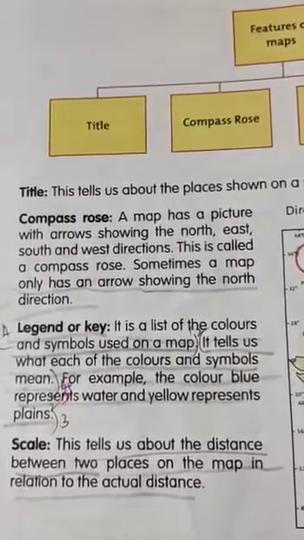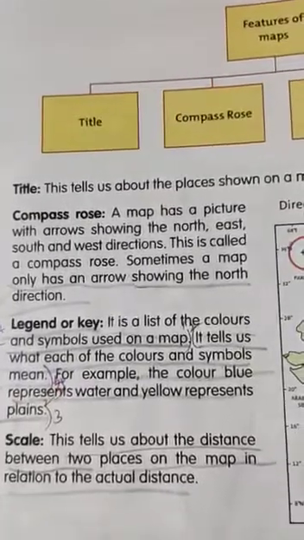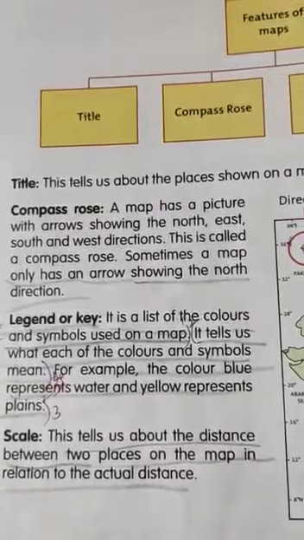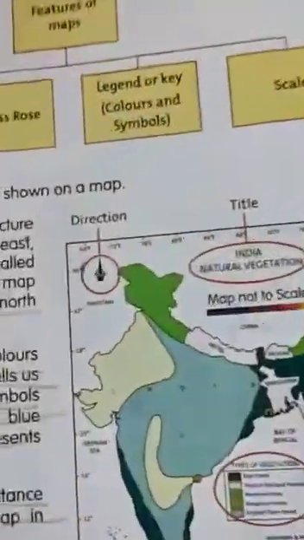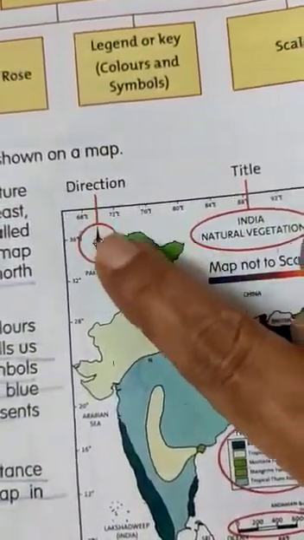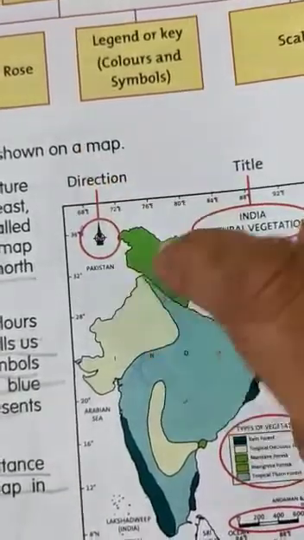Directions we have already learnt in 3rd class. You know the directions, north, south, east and west. This is called a compass rose. Sometimes a map only has an arrow showing the north. Sometimes they will show only one arrow, on the north side. Always you know that this is on the north side. So after that you will understand north, south, east, west.